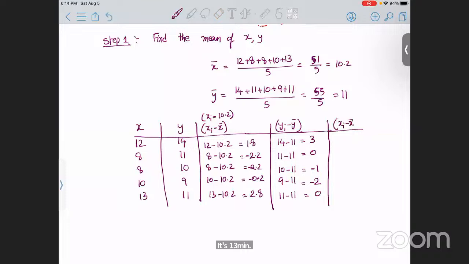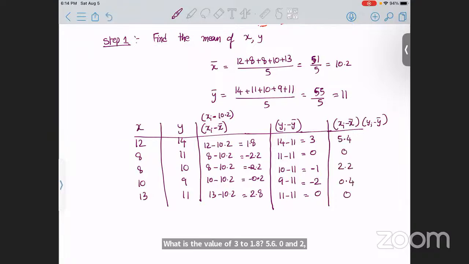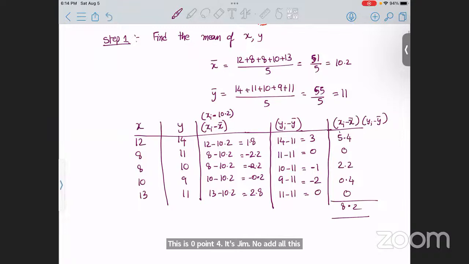xi minus x bar into yi minus y bar. 3 into 1.8. What is the value of 3 into 1.8? It is 5.4. 0 into 2.2 is 0. Agree? Now add all this. Okay. Are you able to follow this?